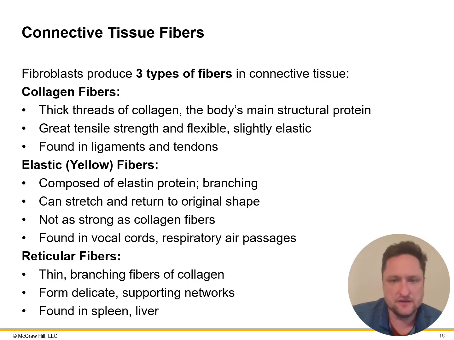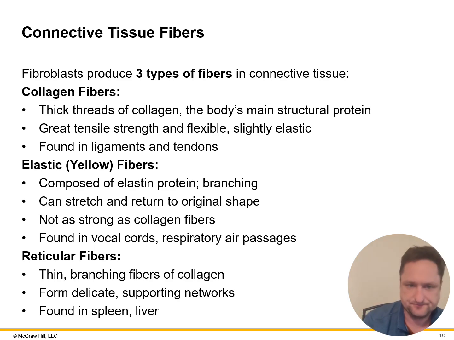The relative abundance and arrangement of these fibers determine the tissue's physical properties. Dense connective tissue has many collagen fibers, while loose connective tissue contains more ground substance for flexibility. Together, these fibers and the surrounding gel-like ground substance provide mechanical support, resilience, and a medium for nutrient exchange.